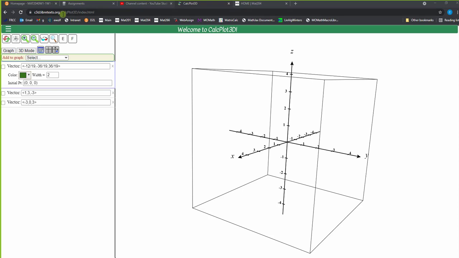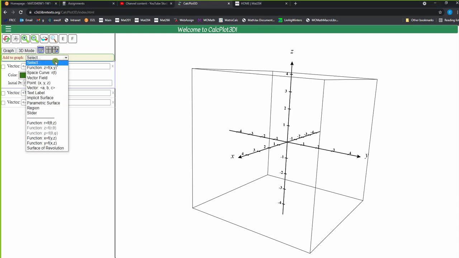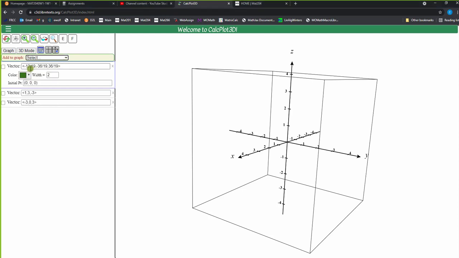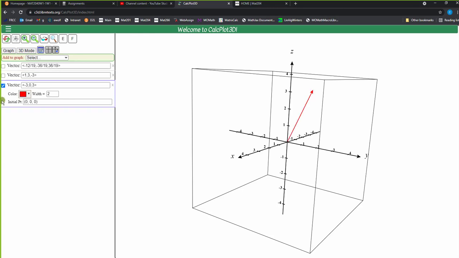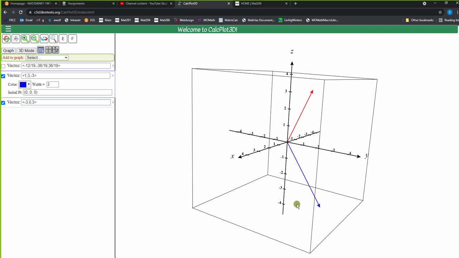So here I've gone to Calc Plot 3D. I just Google that and then click the first link that comes up. What I have the ability to do is to add vectors to this. So I went in and I added 3 vectors, and I went ahead and added each of those components. Let me go ahead and turn each one of these on. So here was our vector u, which was this vector that I'm showing in red here. Hopefully you can see this vector in red here. And then I'll turn on the vector v. That's this blue vector here. And hopefully you can see that.